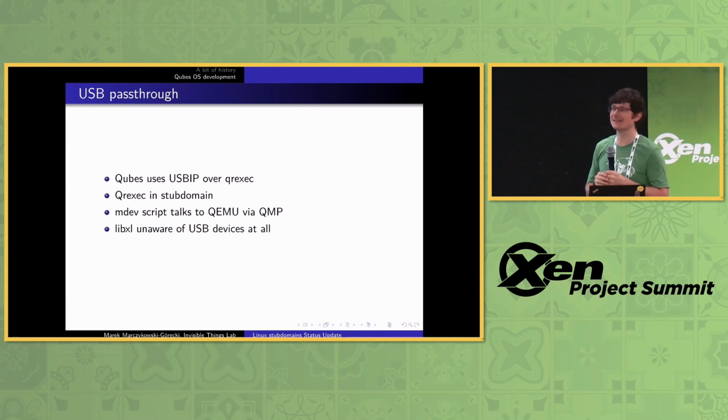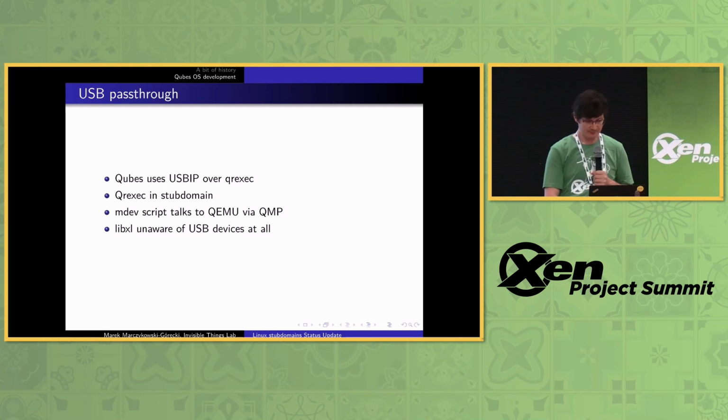But I guess something similar could also be done using PVUSB to the stubdomain. The downside is that PVUSB has a backend in QEMU, which in Qubes we don't like to have in dom0, and I'm not sure if it supports driver domains. Well, whatever.